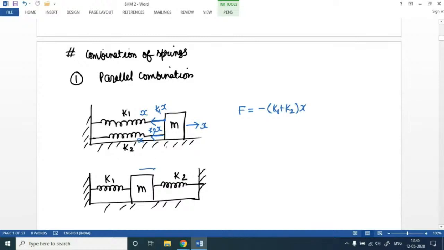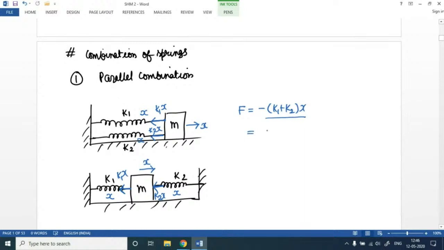If we displace this block slightly by x, this spring will be compressed by x and this spring will be stretched by x. So this will also exert restoring force k1x, and this will also exert restoring force k2x. So in this situation also you must realize that the net restoring force would be of this form only.